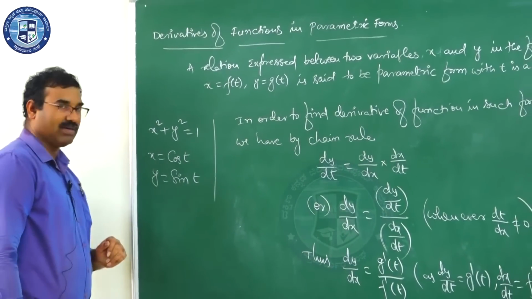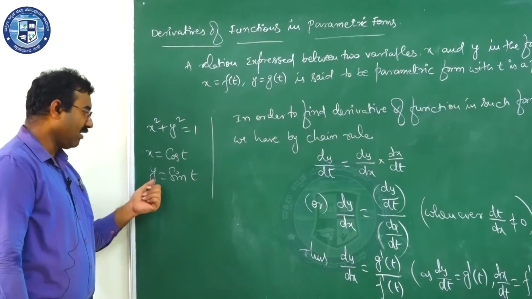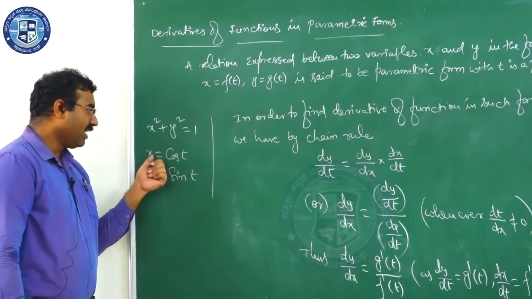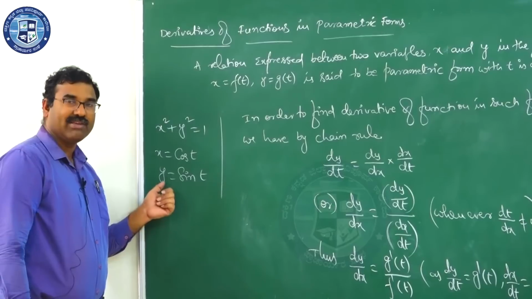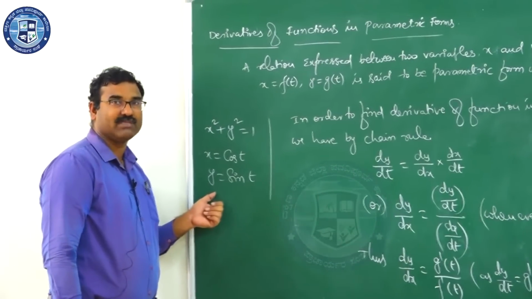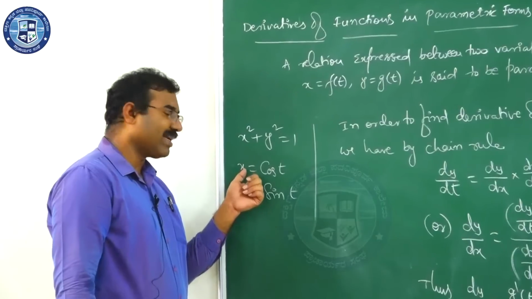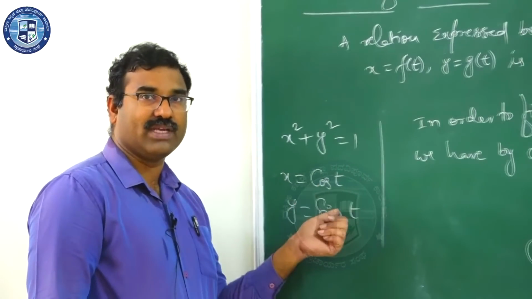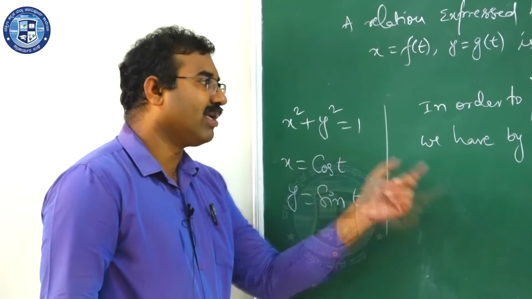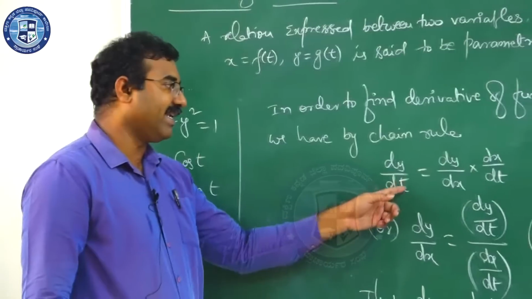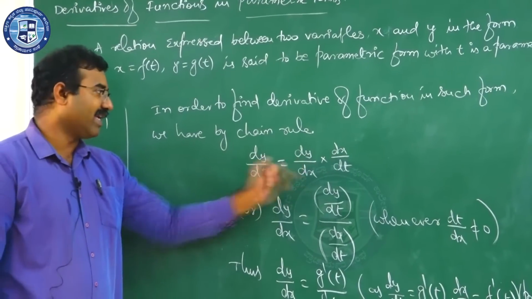Now how do we find the derivative of this kind of function? You can see that y is a function of t and x is also a function of t. Since y is a function of t, you can find the rate of change of y with respect to t, that is dy by dt. In the same way, x is a function of t, so you can find dx by dt. By using the chain rule we can write dy by dt is equal to dy by dx into dx by dt.